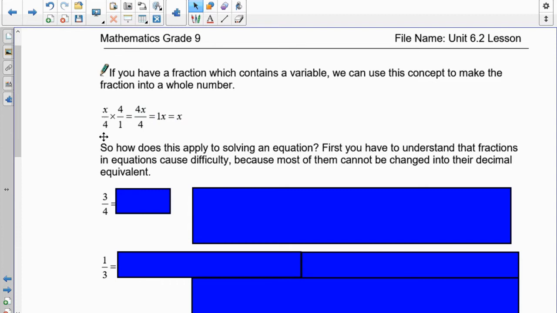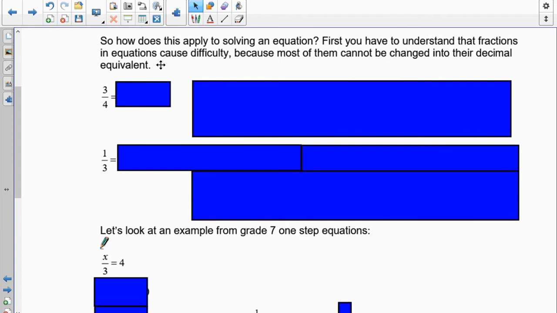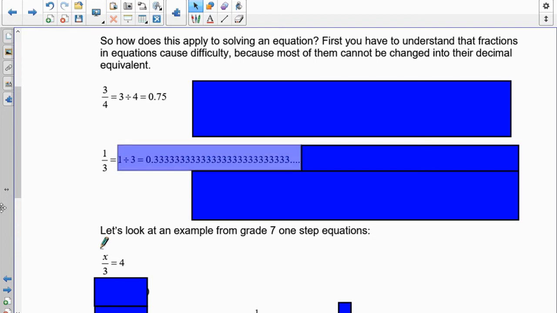So how do we apply that in an equation? Well, first you have to understand that fractions in equations cause difficulty. This is because most of them cannot be changed into the decimal equivalent accurately. Now, some of them, like this 3 over 4, when you divide it out, you get 0.75, and that's what we call an exact number. However, if you do 1 divided by 3, it becomes 0.3, and the 3 goes on forever.